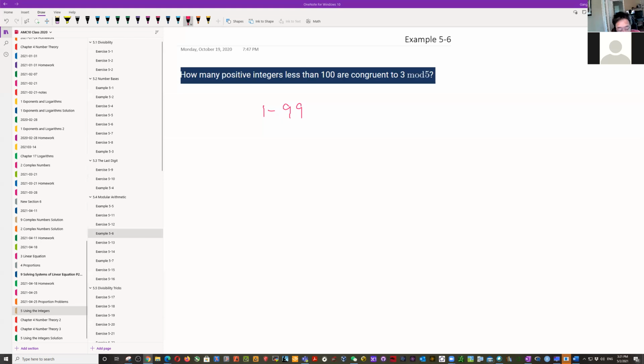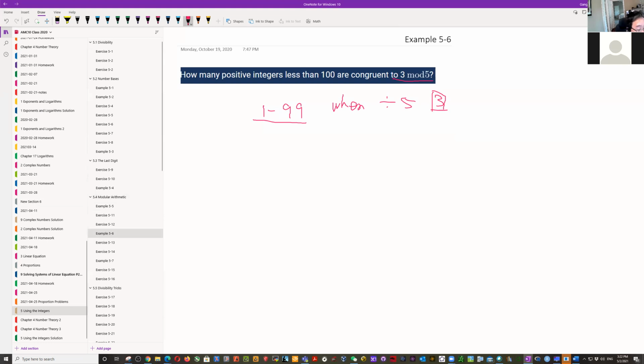Okay, anyone get this one? The difficulty on this problem, no worry about it. Let me try to explain this thoroughly. How many positive numbers are congruent to 3 mod 5? Basically, it's asking how many integers between 1 and 99, when divided by 5, have remainder 3.